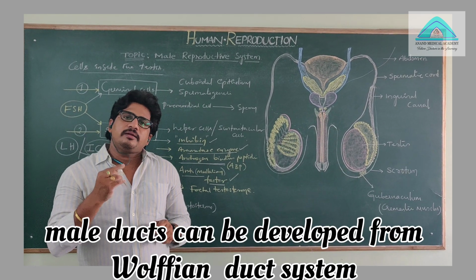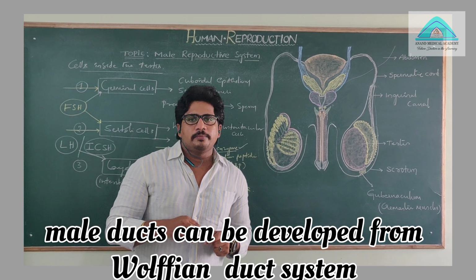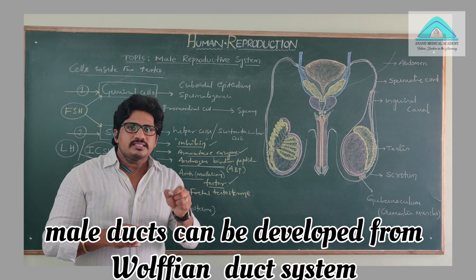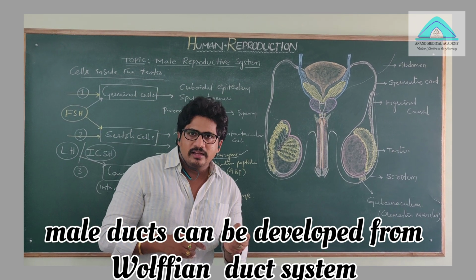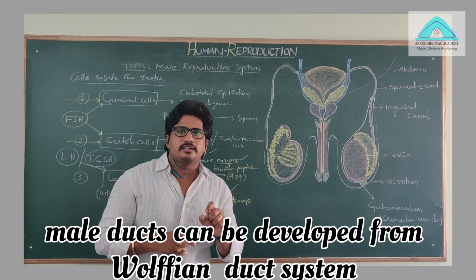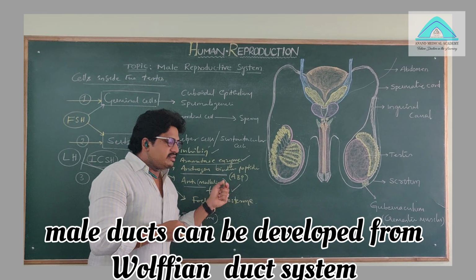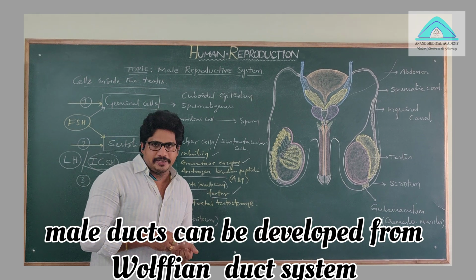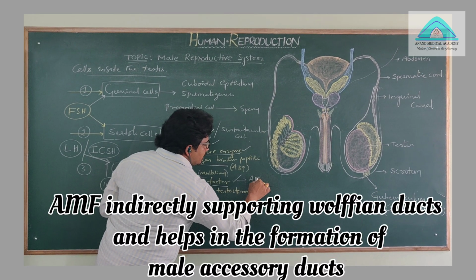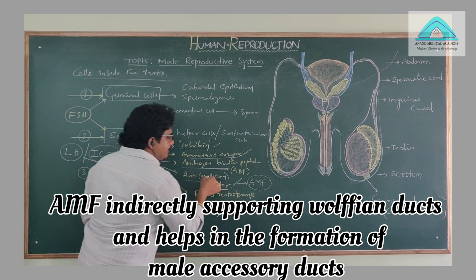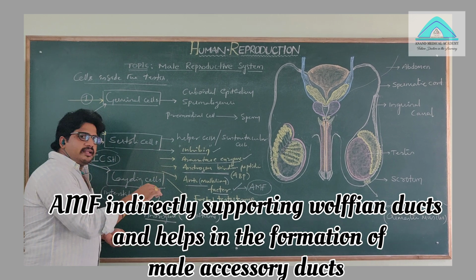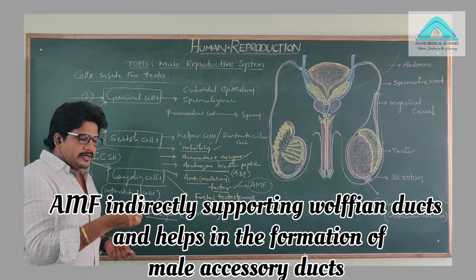Then what exactly does the male require to conduct? The sperm duct, the vas deferens. The vas deferens is a duct developed not by the Mullerian system but by the Wolffian system. The Wolffian duct system is automatically activated when the Mullerian duct system is inhibited. So anti-Mullerian factor, shortly called AMF, inhibits the development of female accessory ducts, and automatically the male duct system can develop.